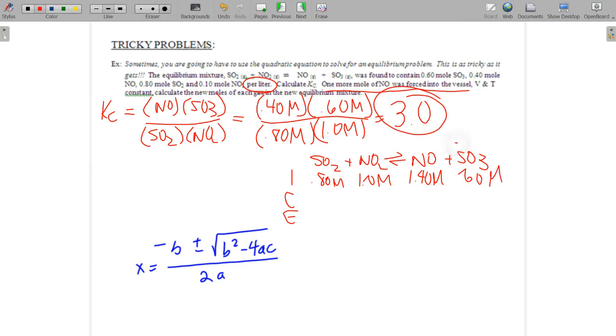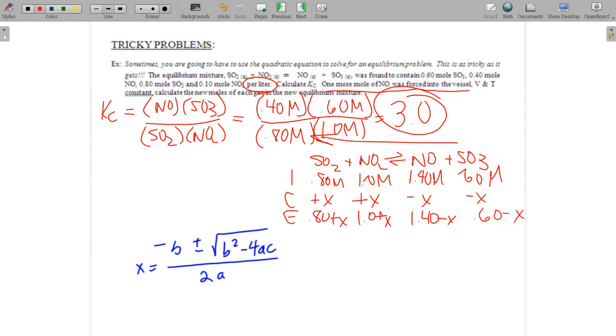We know that the reaction is going to shift in this direction because we added some to the products. So this is going to be plus X, this is going to be plus X, minus X and minus X. And they're all 1X's because it's a 1 to 1 to 1 to 1 ratio. So that's what we're going to do now. And then we're going to write out 0.80 plus X, 1.0 plus X, 1.40 minus X, and 0.60 minus X.